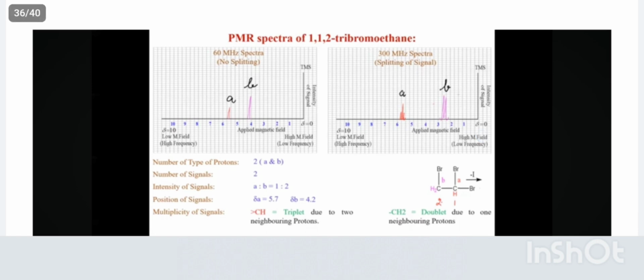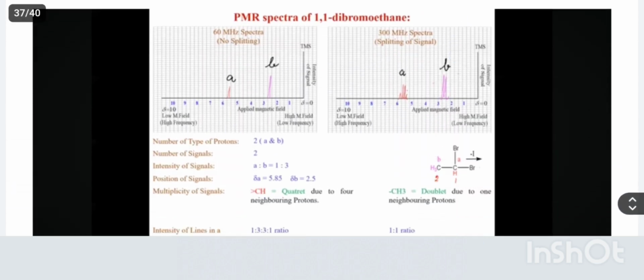PMR spectra of 1,1,2-tribromoethane. In the 60 megahertz spectra there is no splitting; in the 300 megahertz spectra there is splitting of signals. Number of types of proton: 2, A and B. Number of signals: 2. Intensity of signal A:B is 1:2. Position of signal: 5.7 delta A, 4.2 delta B. Multiplicity of signal: CH triplet due to 2 neighboring protons, doublet due to 1 neighboring proton.